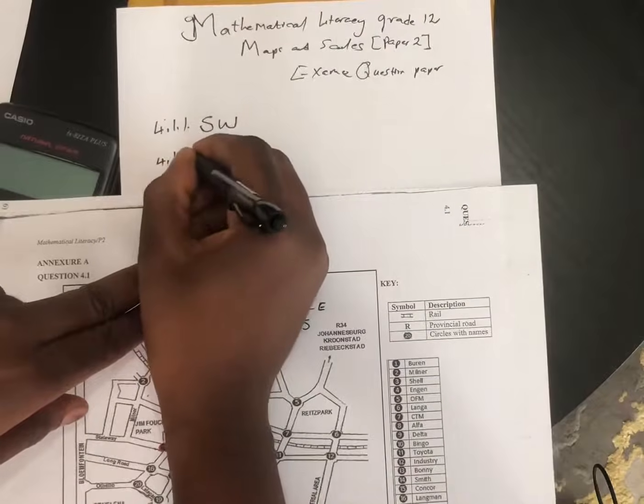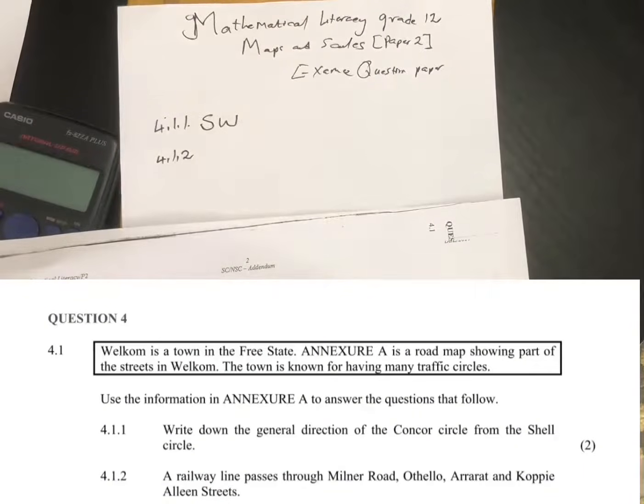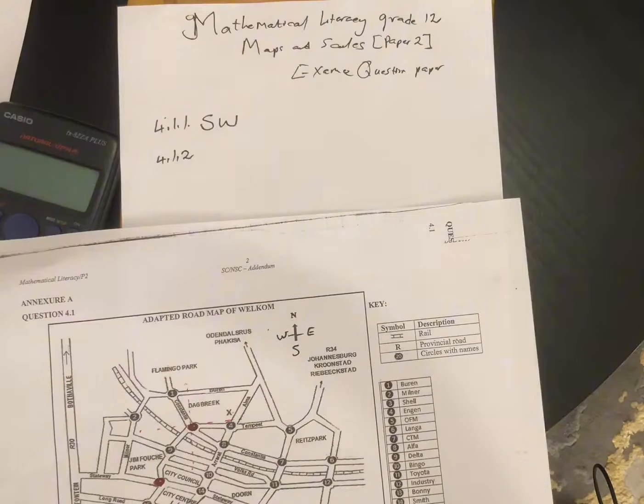Then 4.1.2. We're moving to 4.1.2. It says that the railway line passes through Miller Road, Ithelo, Ararat, and Kopie Alien Street. So it says, explain how it is shown on the map that the road is actually situated above the railway.